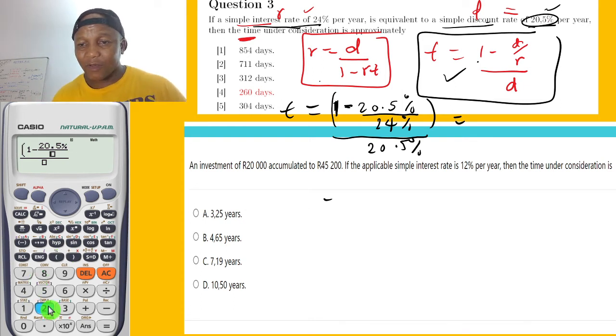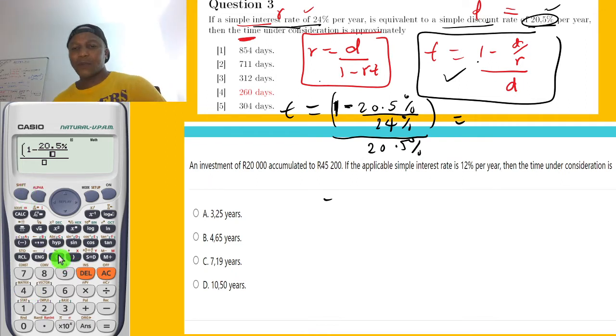Now we say 24, 2, 4, and then shift and percent. This way is kind of slow a little bit, but we get it down now. And then we go underneath, and then we close the bracket, and then we go to the bottom.